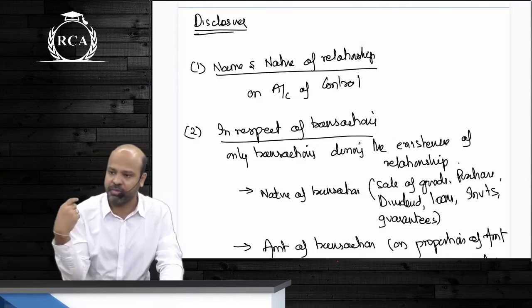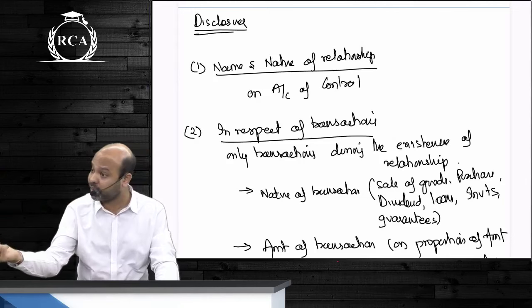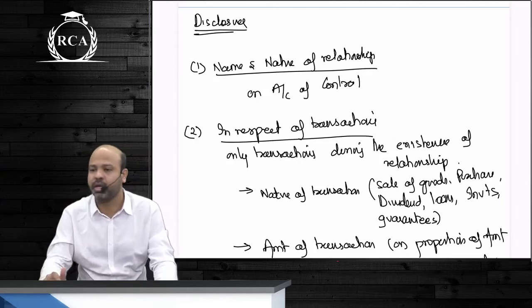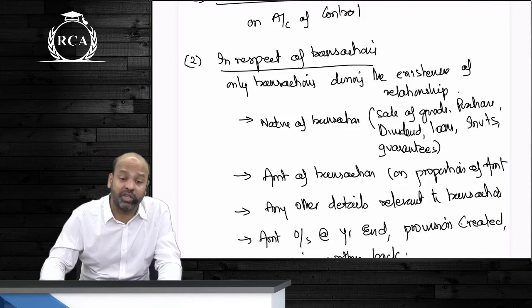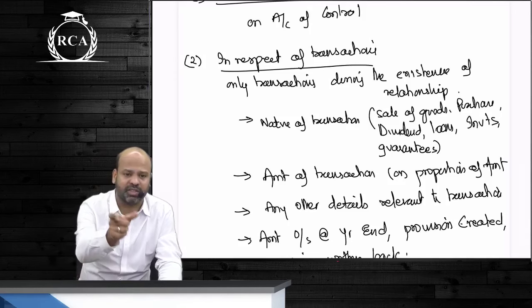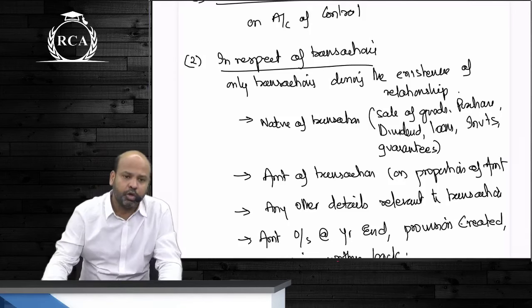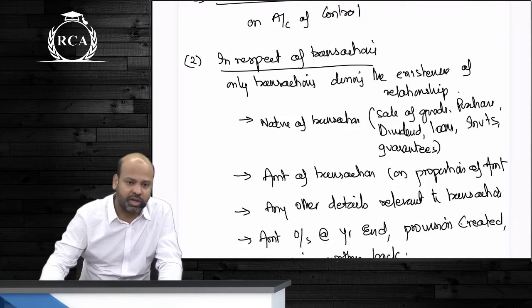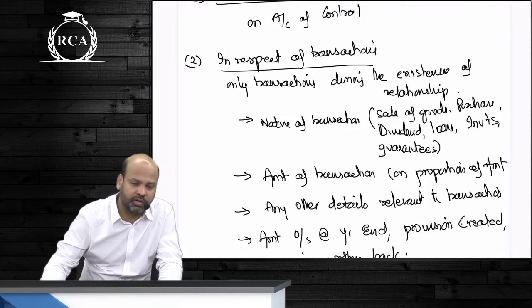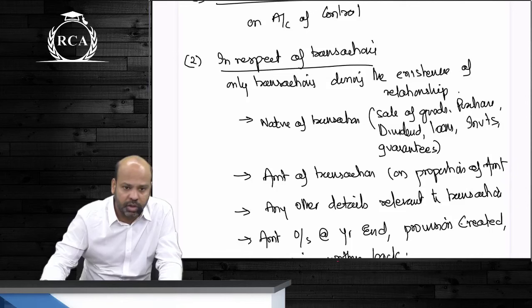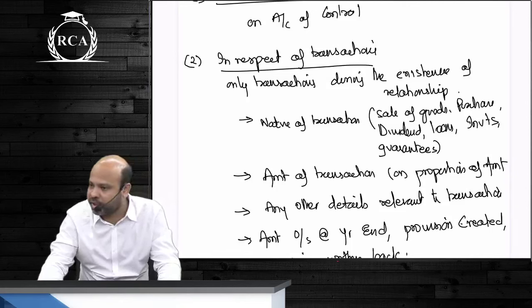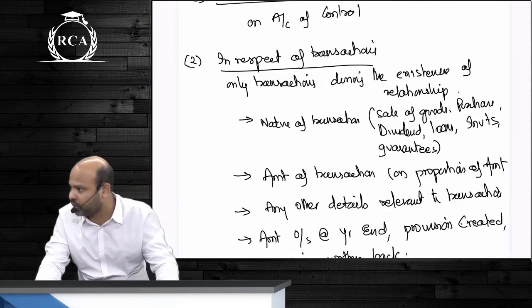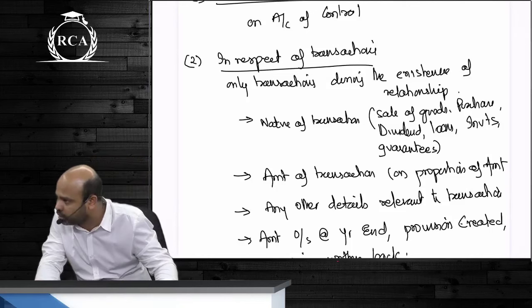Even if the relationship existed for 1 day, you will have to identify that person as a related party. As far as other disclosures are concerned, if there are transactions with that related party during the existence of the relationship, you will have to disclose the nature of the transaction, the amount of the transaction or the proportion of the transaction, the amount outstanding as on the balance sheet date, the amount of provision that was created in respect of this, and provisions that were written back.